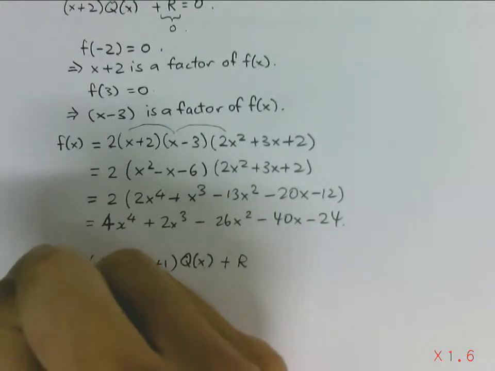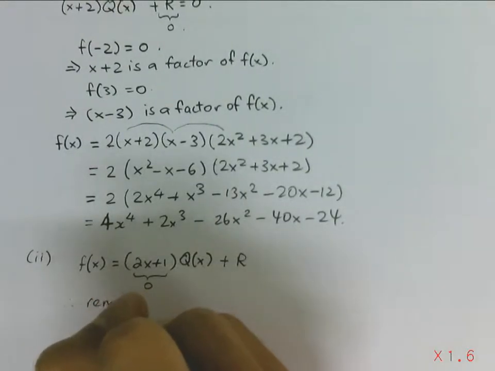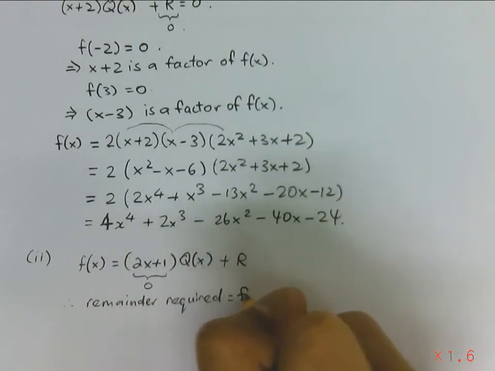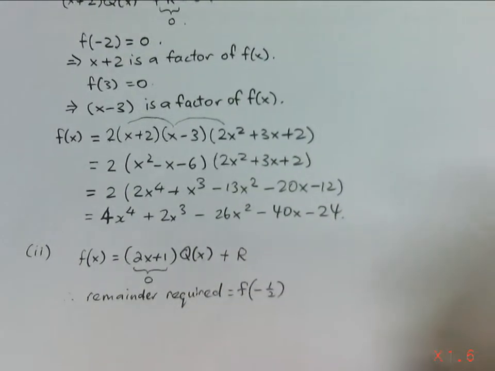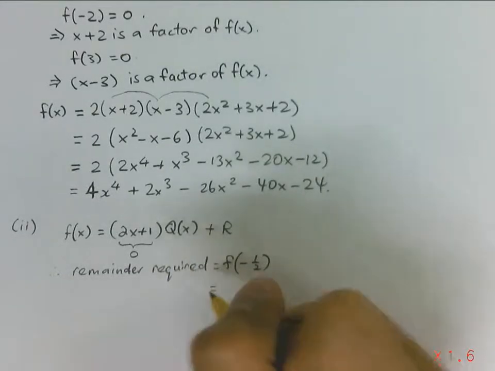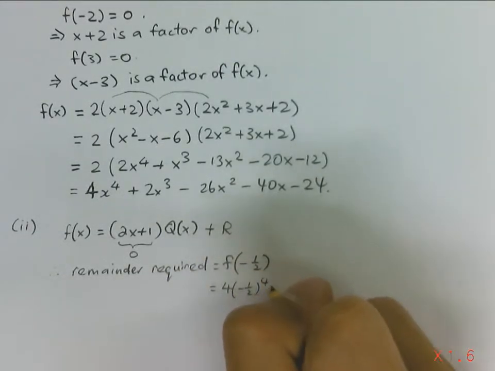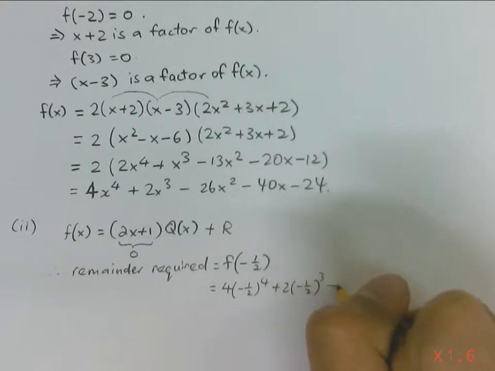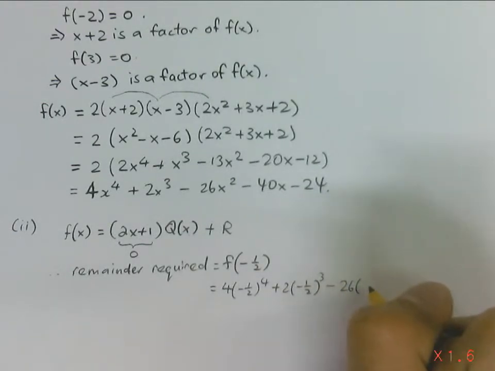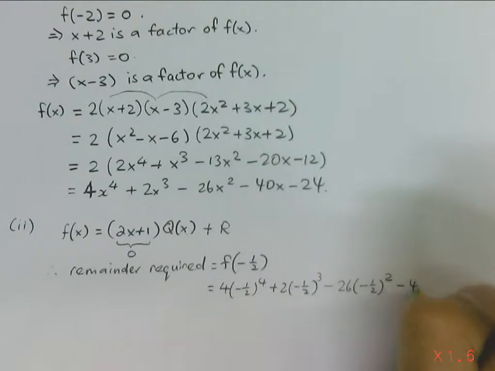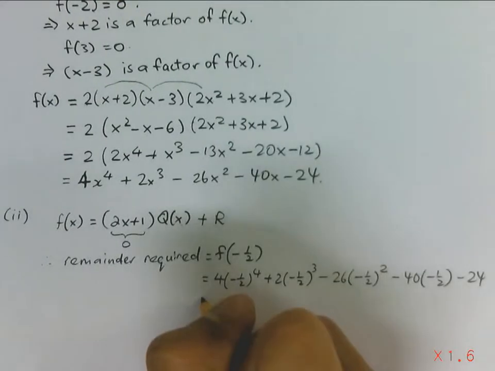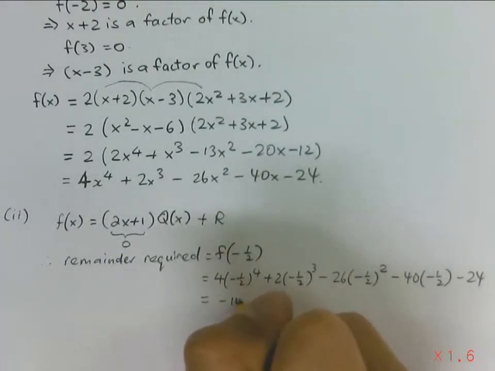So simply for part 2, the remainder will just be substituting x as minus half into the function. And this will give us negative 10.5.